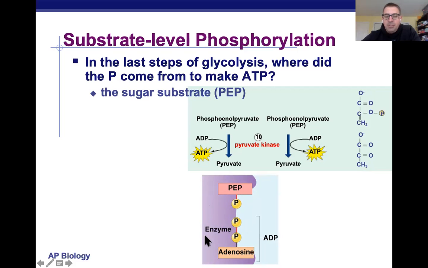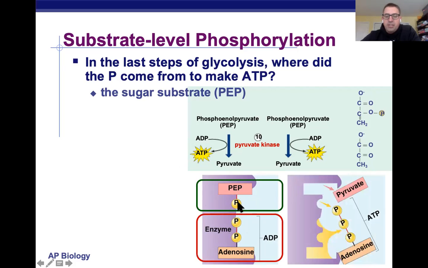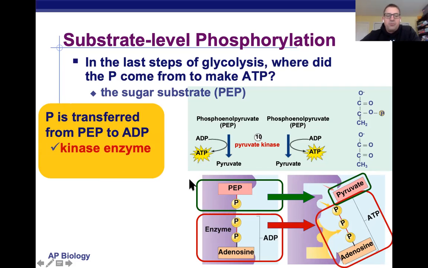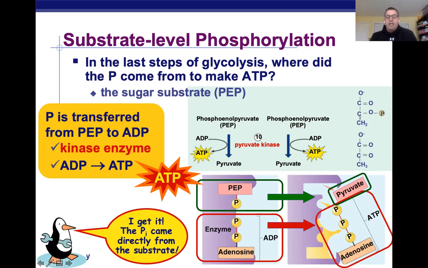So PEP and ADP are the substrates for this pyruvate kinase enzyme, which in this reaction is going to transfer this phosphate group to ADP to generate ATP, and the 3-carbon molecule left behind is called pyruvate. Okay, and so the phosphate is transferred from PEP to ADP by a kinase enzyme generating ATP. So the phosphate group came directly from the substrate here, right?